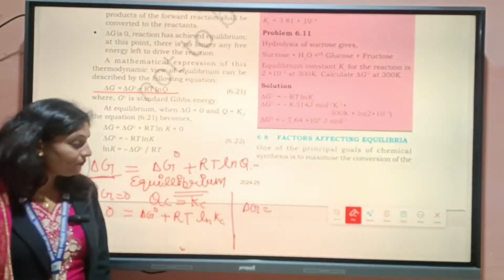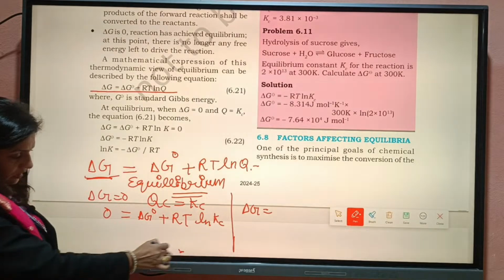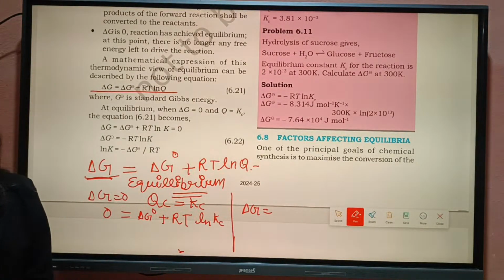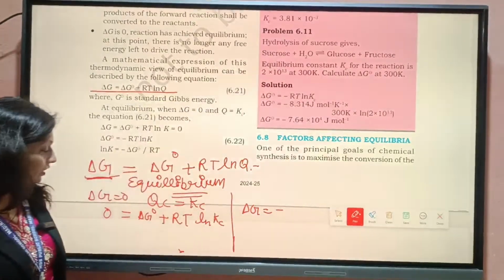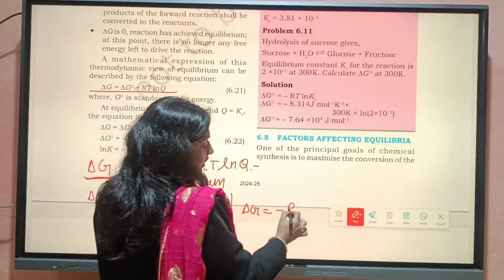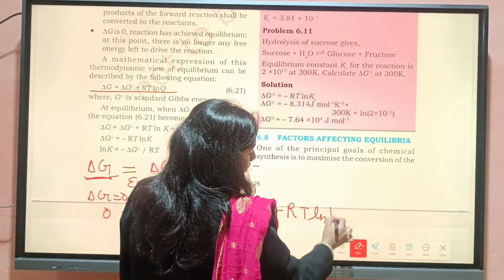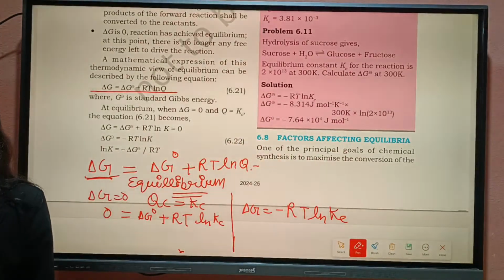Then del G is equal to, if you take RT ln Kc to the opposite side, then its sign will be changed. Now it is plus, then it will be a negative, minus sign: minus RT ln Kc. It is clear or not?